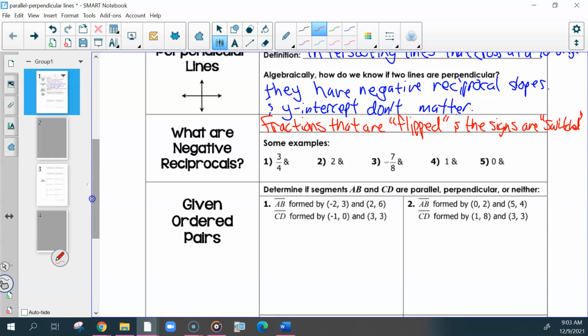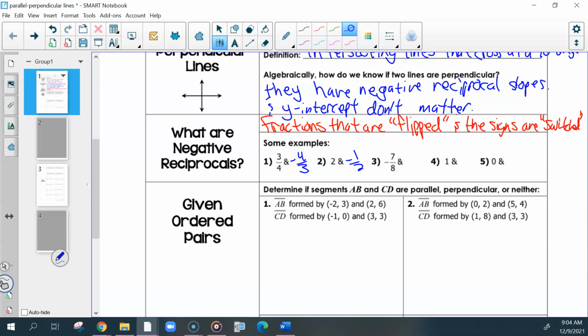So what would be the negative reciprocal of 3/4? You guys can say it out loud. Negative 4 over 3. The negative reciprocal of 2? Negative 1/2. Remember, all whole numbers are really over 1. So if you flip that, it becomes 1/2, and then make it negative.